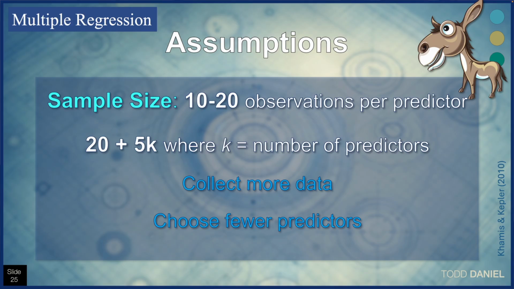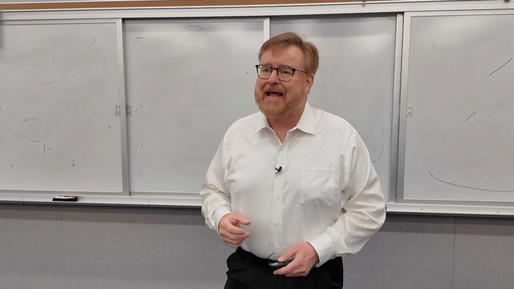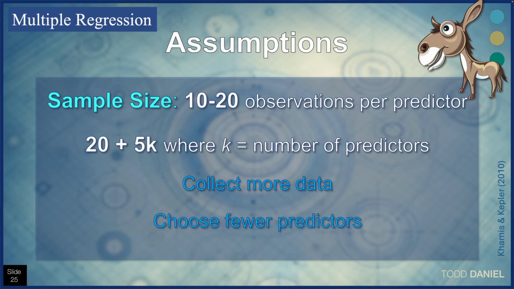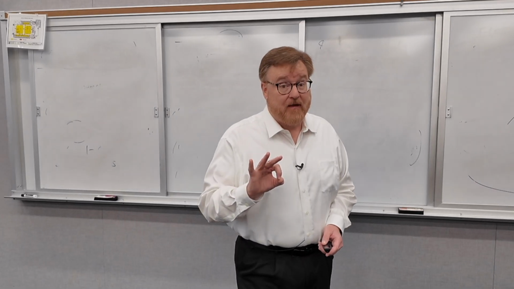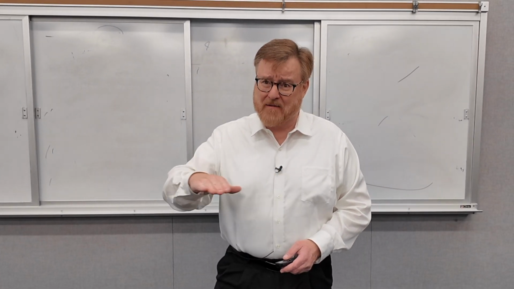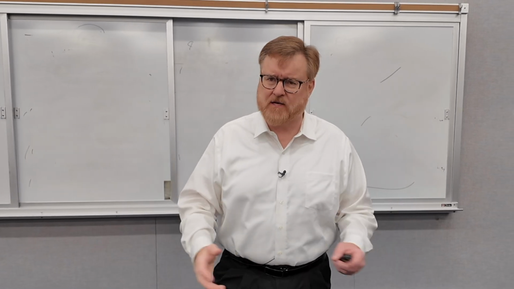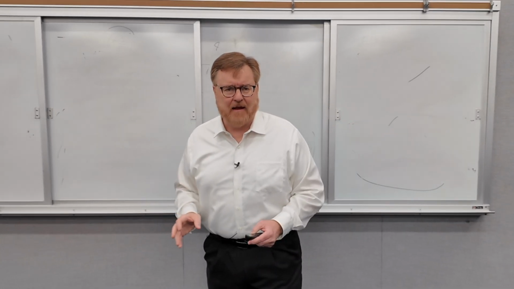The traditional recommendation for sample size is 10 to 20 observations per predictor. However, a more recent article that I read says that you need to have a minimum of 20 plus 5k, where k equals your number of predictors. We have 3 predictors. So 3 times 5 is 15, plus 20 is 35. The absolute minimum that we can have in this data set with 3 predictors should be 35. Now in our case we have 200, so we've way exceeded that minimum amount.